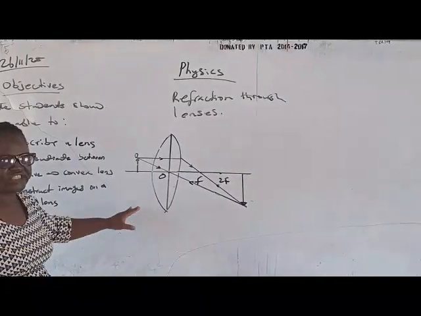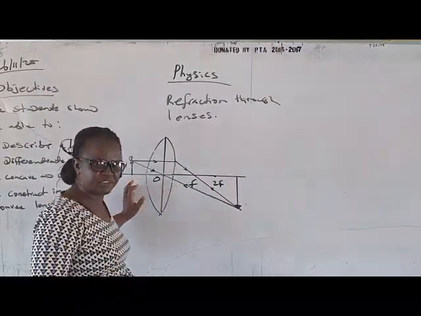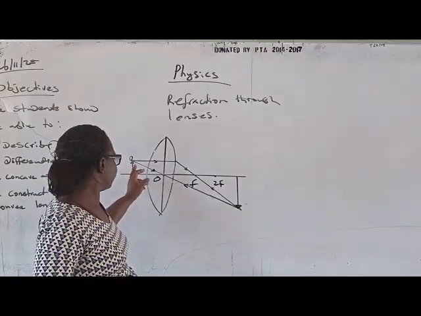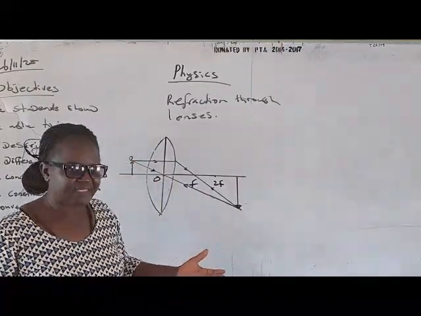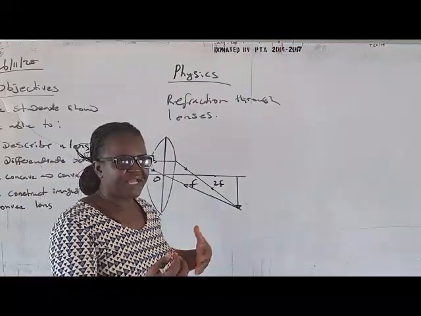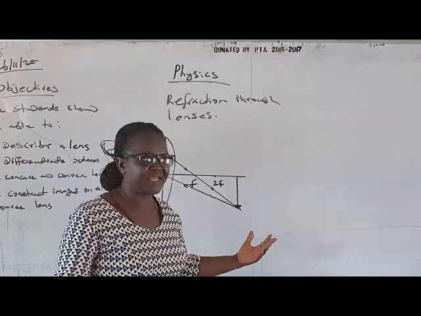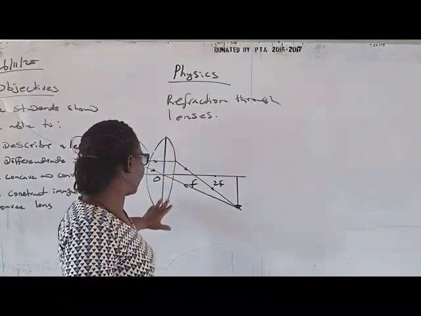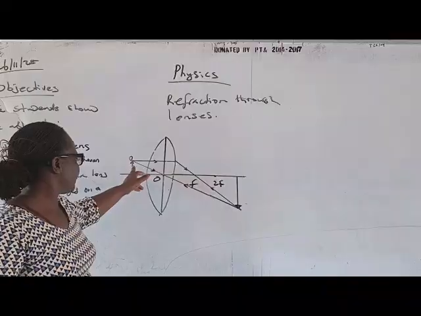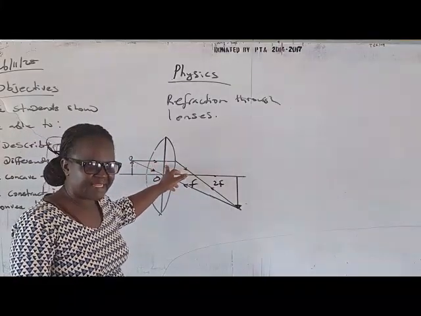Undeviated means that it's not changing its direction. It goes back through the optical center. Then the second ray comes from the object as well. Remember, you as an object, light is coming from you, is passing through the optical medium. It could be a mirror, it could be a lens, it could be a prism, whatever it is. In this instance, we're looking at the lens. So the second ray comes from the object, passes through the lens.